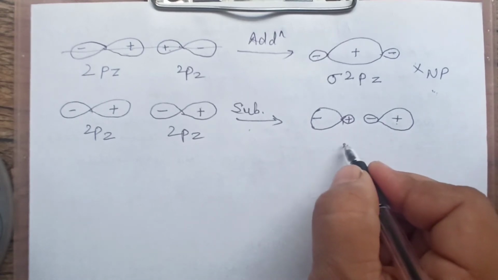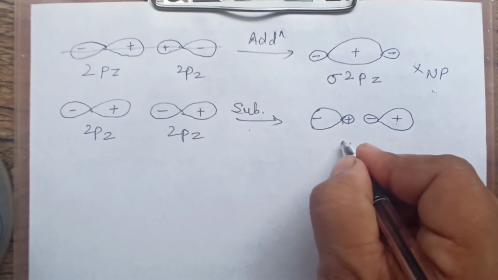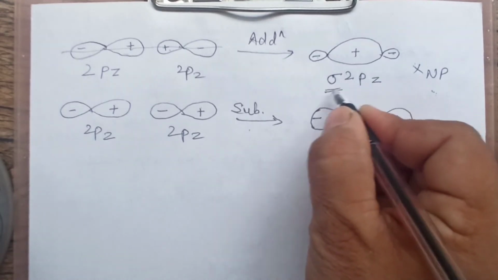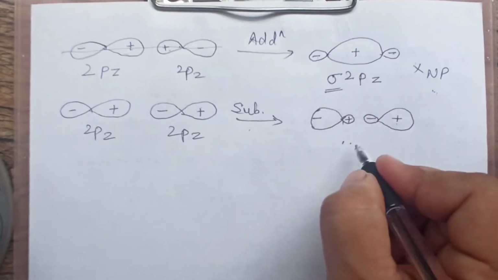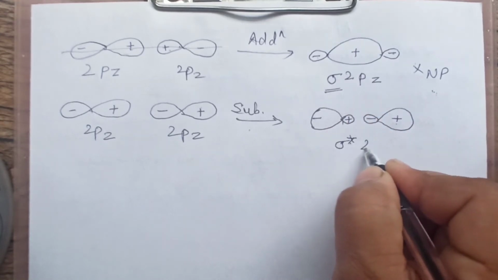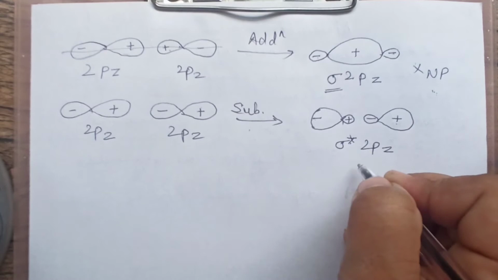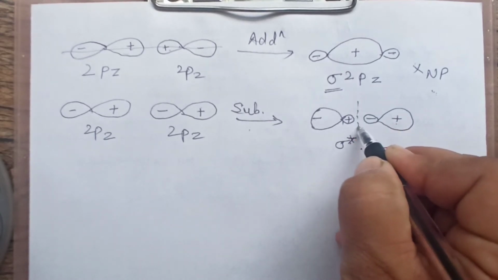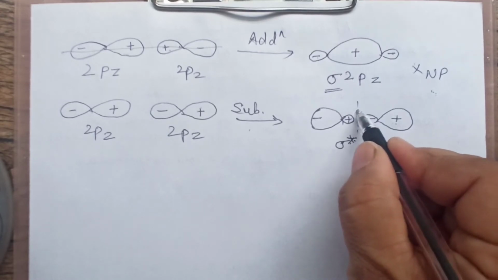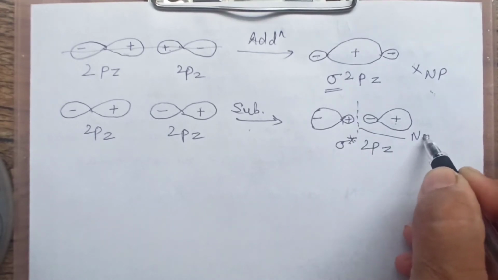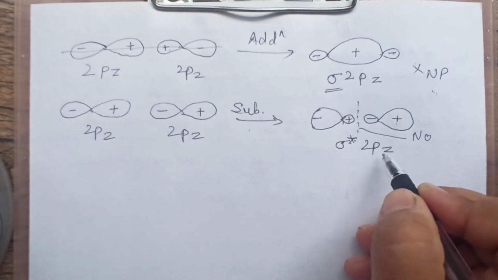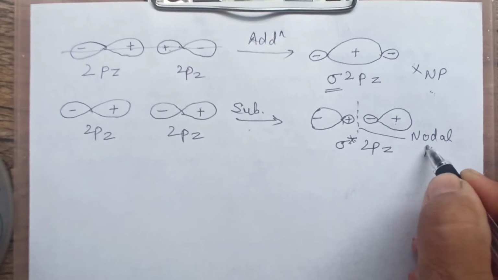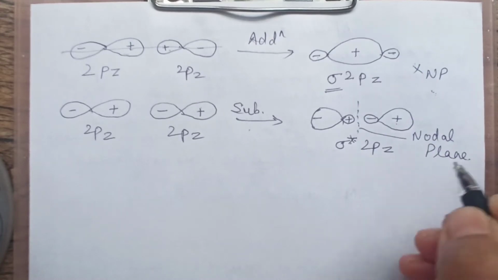So this is subtraction. You are getting another molecular orbital. Upper one is the bonding molecular orbital, that is sigma 2pz. This is sigma star 2pz. This is called the anti-bonding molecular orbital. This is one region where there is no electron found. This is one nodal plane, that is anti-bonding, sigma star 2pz. It has one nodal plane.